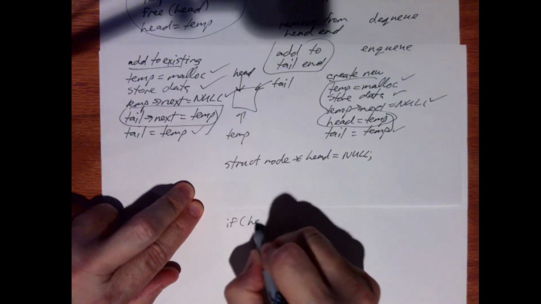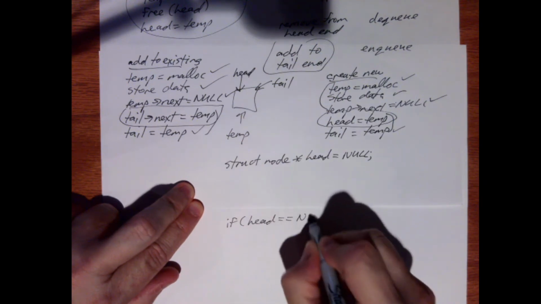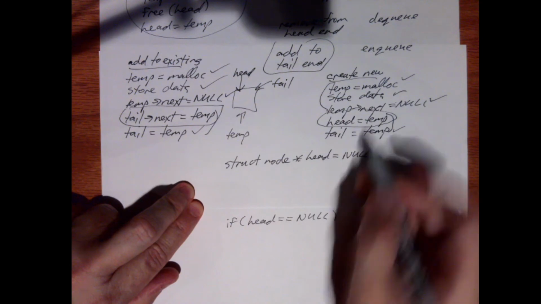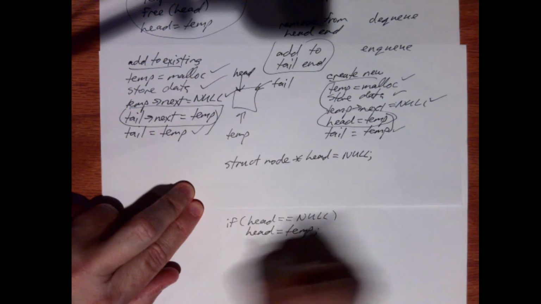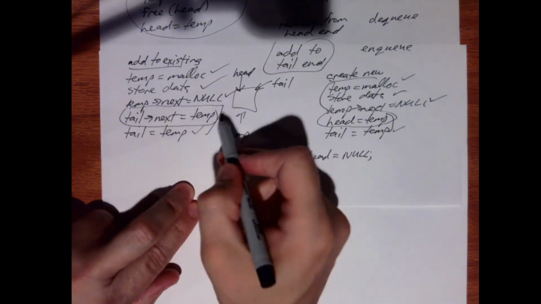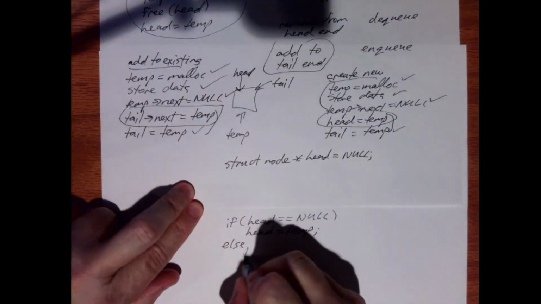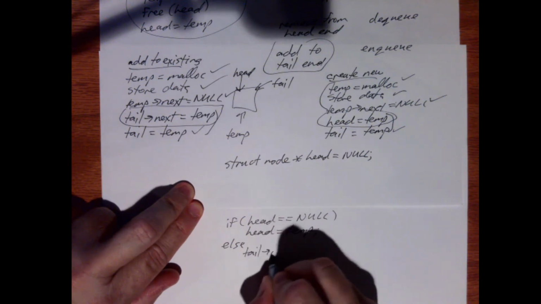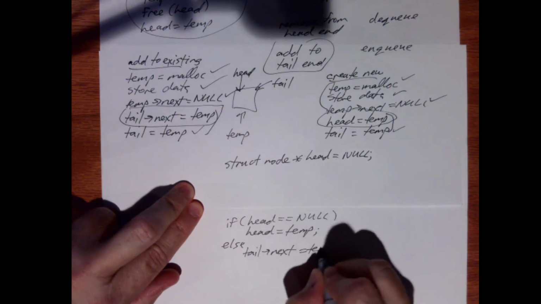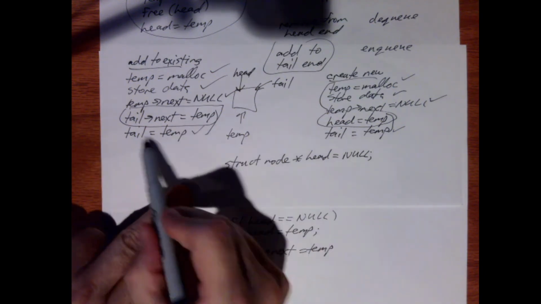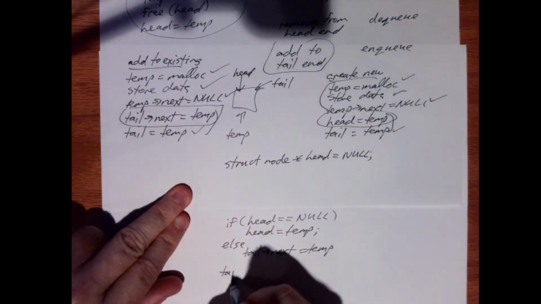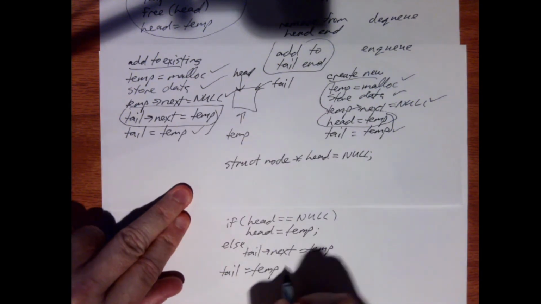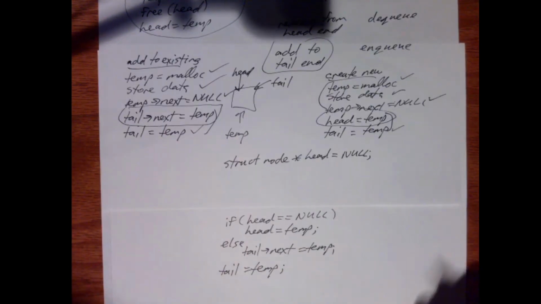If head's equal to null, then what we will do? We'll say head is equal to temp, else tail next equals temp. And then regardless of which thing we do, we finish it up by saying tail equals temp. So that's the process. So now let's write the code to do that.